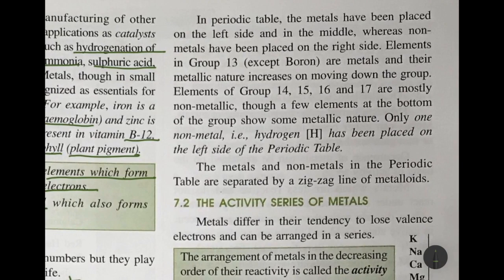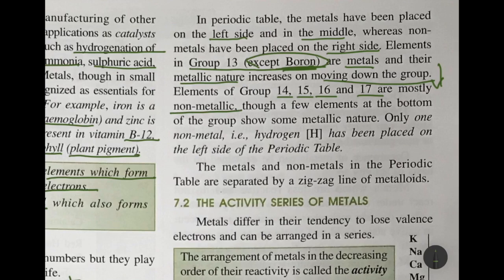Now we have done the periodic table, so you know that metals are always on the left side and in the middle, but non-metals are on the extreme right side. Okay, elements in group 13, exception is boron, are metals. Boron is a metalloid. And the metallic nature increases as you move down the group. And elements of group 14, 15, 16, 17, most of them are non-metals, though of course a few at the bottom of the group show some metallic nature.